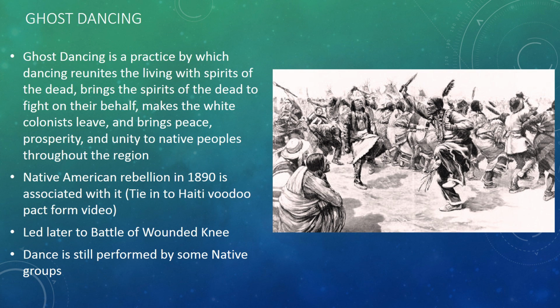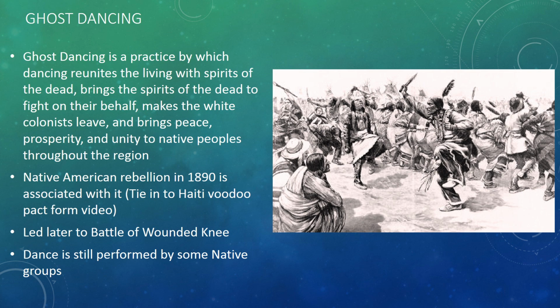For the ghost dancing, you have this as a practice by which Native American populations, mainly in the Oklahoma and center of the country, get together. They form a circle and they start dancing and chanting to their deceased. And it's believed that the spirits of the dead will unite with the spirits of the living, and the dead would fight on behalf of the living to scare the white colonists for one, to bring about peace and prosperity for another, and finally to bring unity through the dance to the region of Native American tribes. This is happening right around the 1890s or so, give or take.